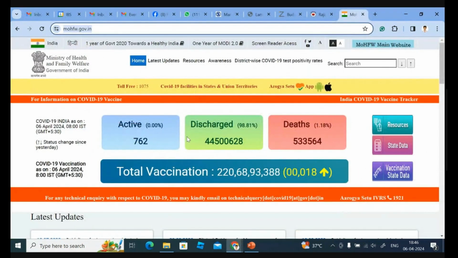Look at this one. Can anybody tell me what is the overall idea? What do you gain from this? Can anybody tell me what is there in this? There are three different colors: blue, green, and red. Blue represents the active number of cases. The percentage is almost negligible, coming to zero. Whereas the patients that are discharged are 98.81 percent, and the deaths reported are this one. What do you infer from it? And look at the vaccination data also.